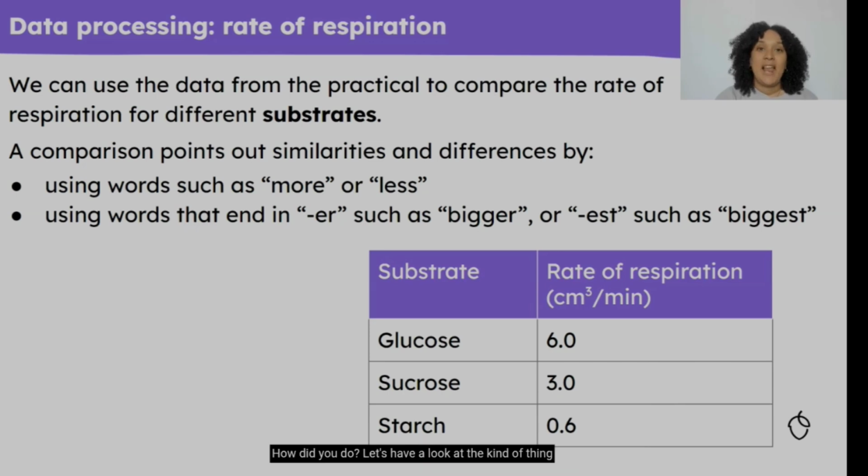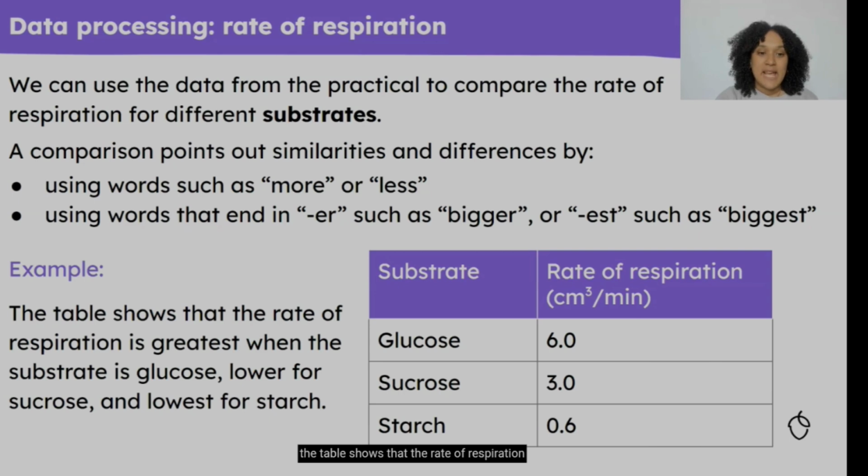How did you do? Let's have a look at the kind of thing you could have written. So what I've written is, the table shows that the rate of respiration is greatest, EST, when the substrate is glucose, and lower for sucrose, and lowest for starch. Well done if you got that right.